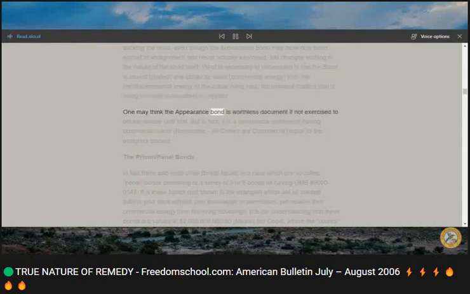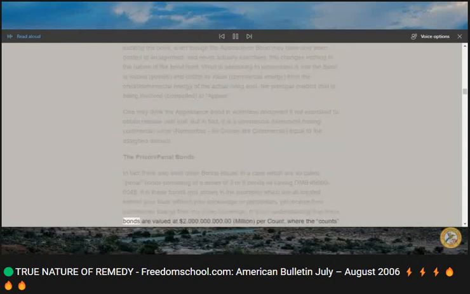One may think the appearance bond is a worthless document if not exercised to obtain release until trial. But in fact, it is a commercial instrument having commercial value. Remember, all crimes are commercial, equal to the assigned amount. The prison / penal bonds. In fact, there also exist other bonds issued in a case, which are so-called penal bonds, consisting of a series of 3 or 6 bonds, all having OMB #9000-0045. It is these bonds, not shown in the example, which are all created behind your back without your knowledge or permission, yet receive their commercial energy from the living sovereign.